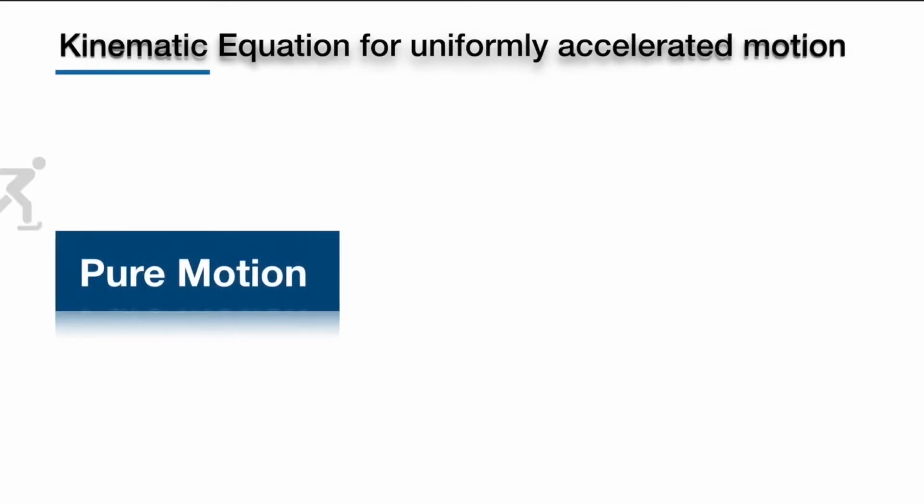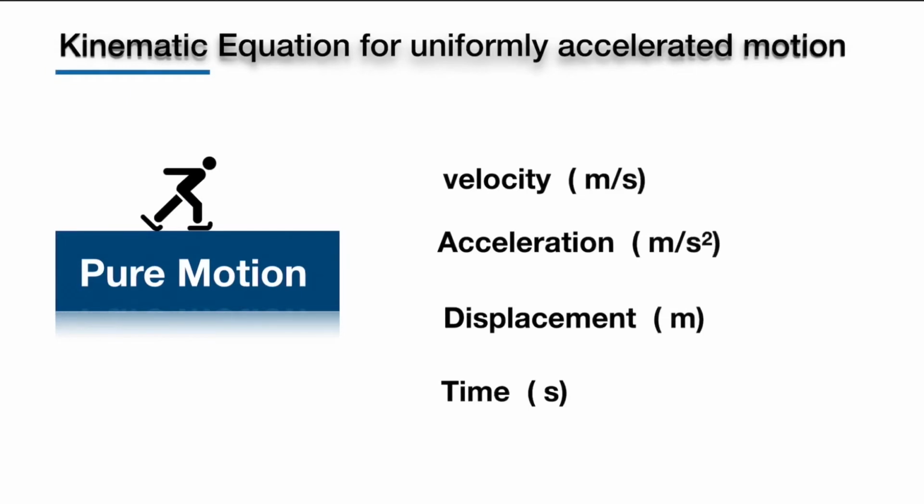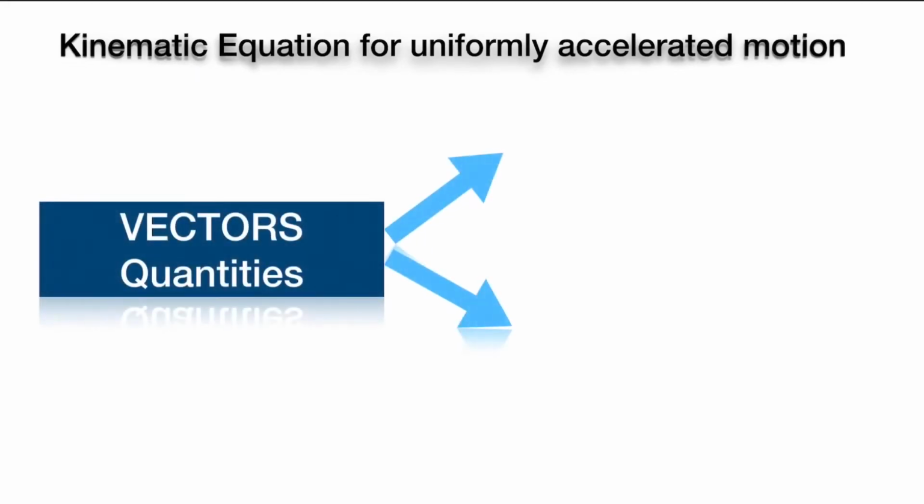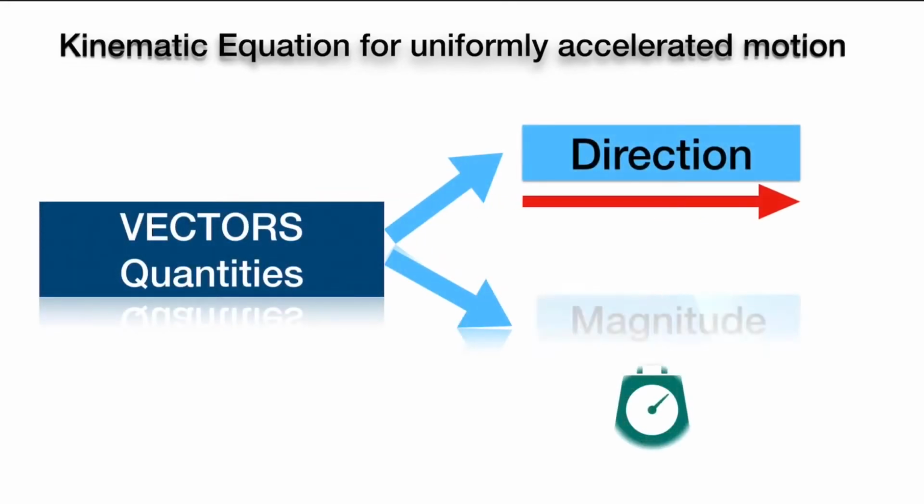Kinematics. Kinematics is the branch of mechanics that deals with pure motion. Motion without reference to masses or forces involved in it. Pure motion involves the following 4 variables: velocity, acceleration, displacement, and time. Out of these 4 variables, 3 are vectors. Vector quantities have direction as well as magnitude.